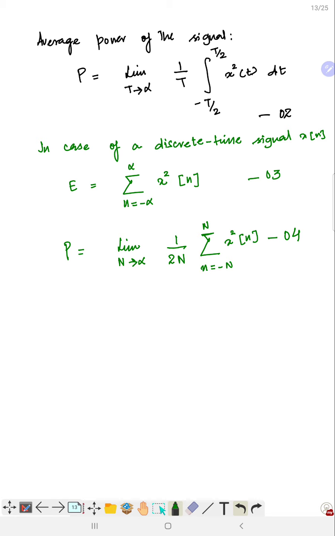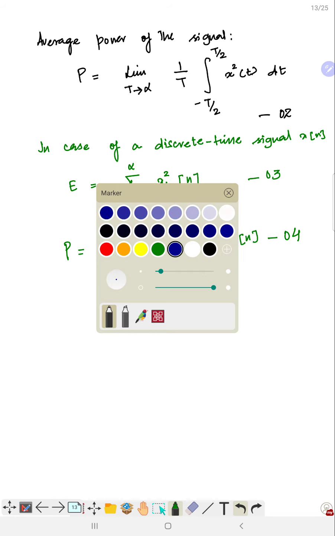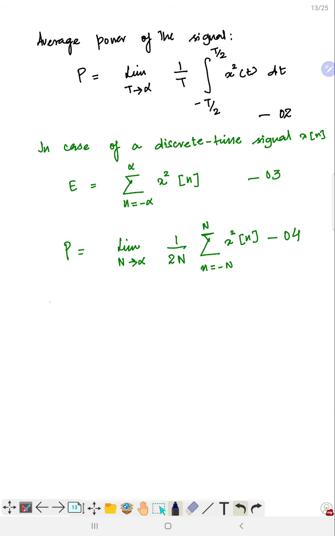Fine. And now that we have these relations, we have the relation for how we can quantify the total energy content in this signal. We can also quantify the average power that exists in the signal, both in the continuous time and the discrete time domain. So then we classify signals on these two expressions. So we define a signal.